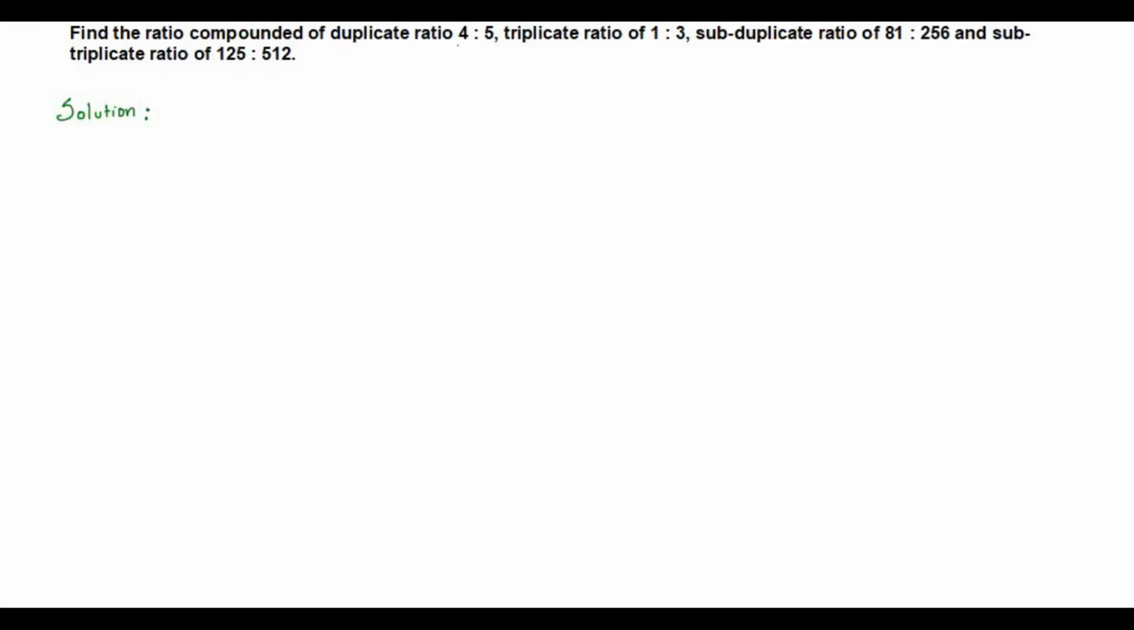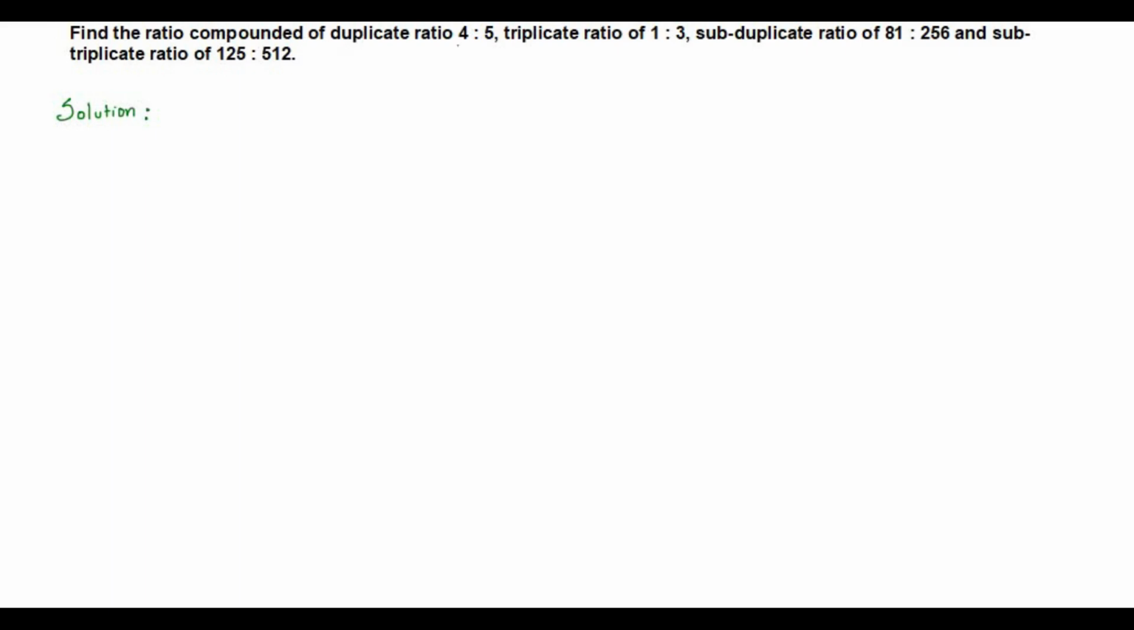Here we have a problem on ratio. Let's read the question. Find the ratio compounded of duplicate ratio 4:5, triplicate ratio of 1:3, sub-duplicate ratio of 81:256 and sub-triplicate ratio of 125:512.